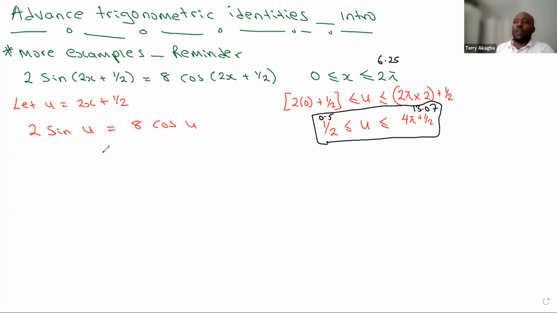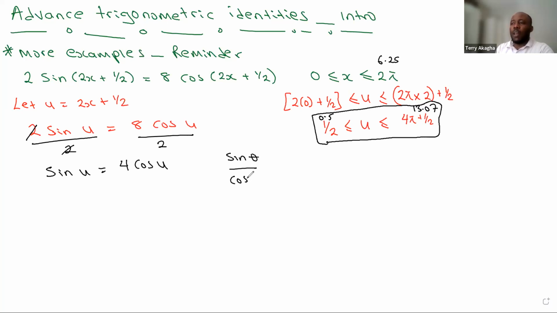Is that okay? So we're going to solve this now. I'm going to look for u here. First thing first, I'm going to divide both sides by 2 to simplify this. So we have sine u equal to 4 cos u. The next thing, from trig identities, you know that sine theta over cos theta is equal to tan theta, right?